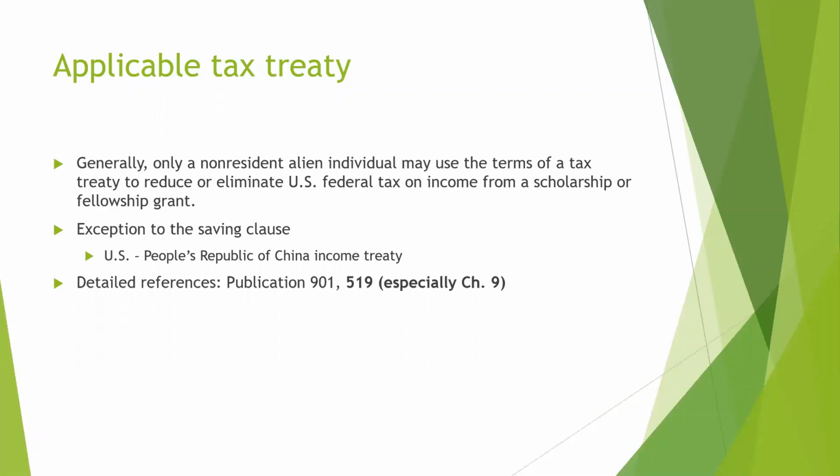So after I determined my status, I had a question whether the tax treaty is still applicable for me. I found that generally only a non-resident alien individual may use the terms of a tax treaty to reduce or eliminate US federal tax on income from a scholarship or fellowship grant. However, there are several exceptions. And I found that the income treaty between the United States and the People's Republic of China is such an exception.